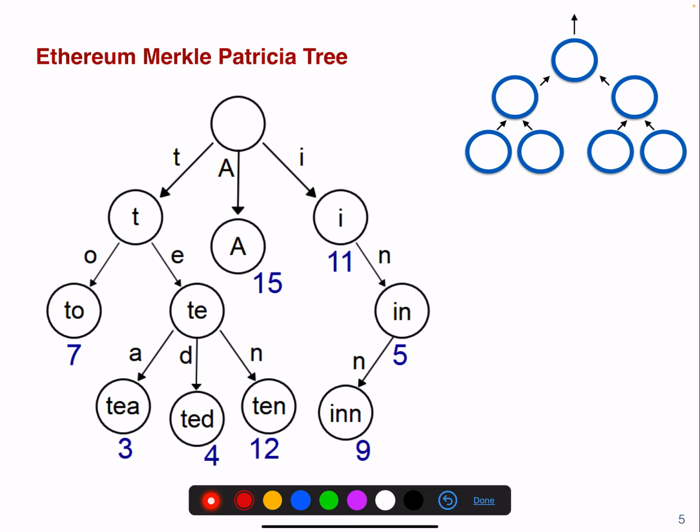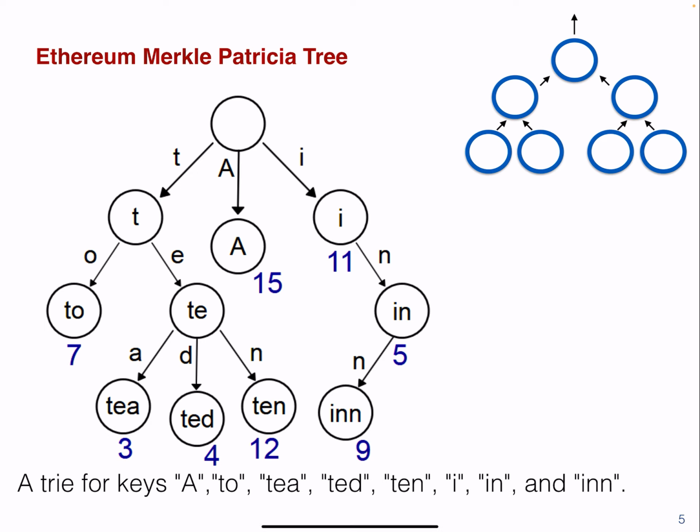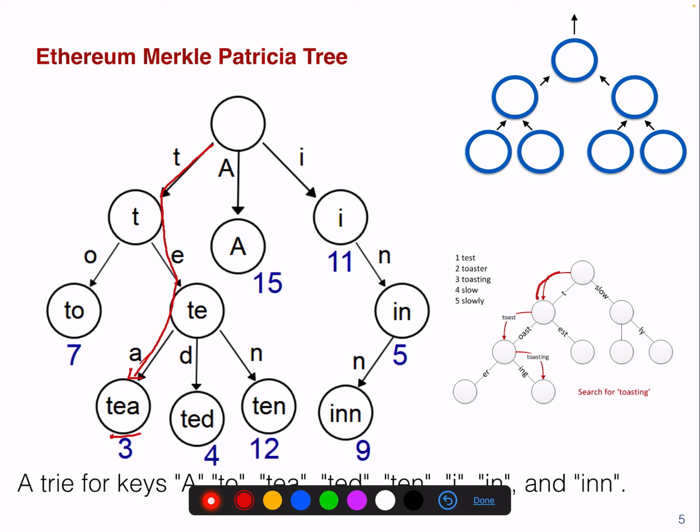A Patricia Merkle tree is basically a tree that allows you to search here, for example, the word T along this path, and then you arrive at this leaf here. So this is a tree for the following keys that you can look at. And there might be different trees. For example, this tree here allows you to search for toasting. You go here to T, toast, and then ing.